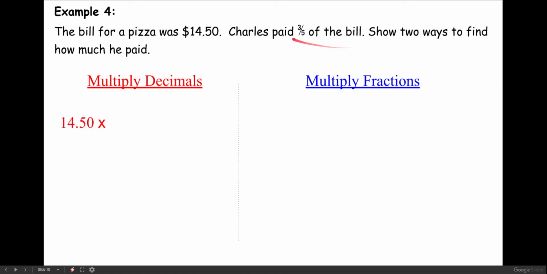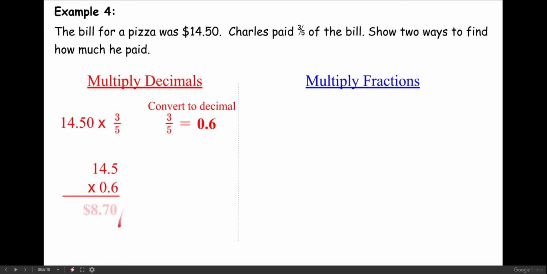$14.50, and if he pays 3/5 of the bill, you're going to multiply $14.50 by 3/5, and that will get you a smaller amount, which is what you want, because he didn't pay for more than $14.50, he paid less than it, but a little bit more than half, of course. So $14.50 times 3/5, we're going to convert 3/5 into a decimal, and once you do that, you get 0.6, and you could have figured that out if you did division. So $14.50 times 0.6, if you multiply that out, you end up getting $8.70. This is one way you can find out how much he paid, by turning this into a decimal and then multiplying it out.